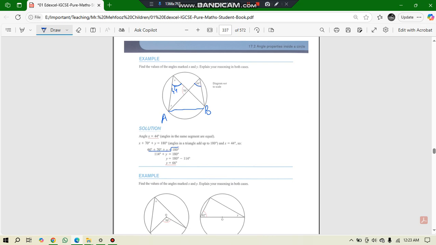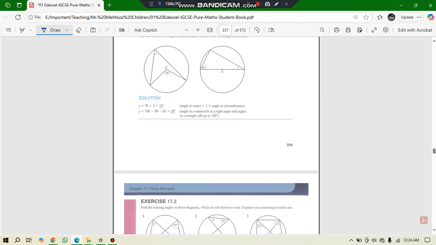44 plus 70 plus y is equal to 180. So 114 plus y is equal to 180. So y is equal to 180 minus 114. y is equal to 66. So this is your answer. Understand? You can get the answer for x and y by this method, right?